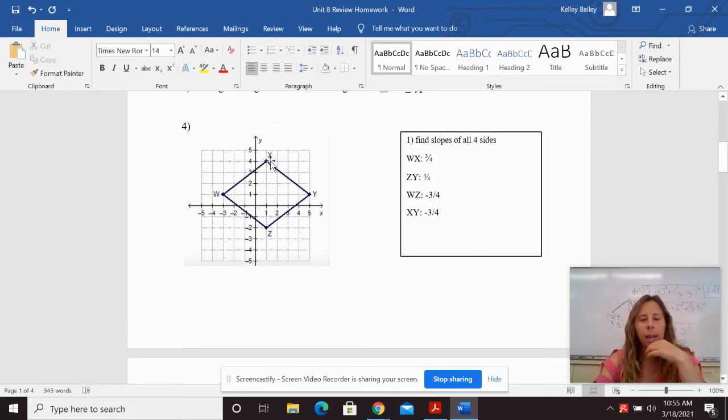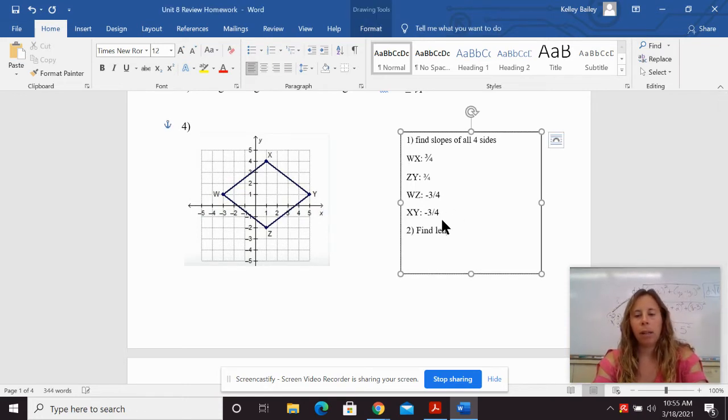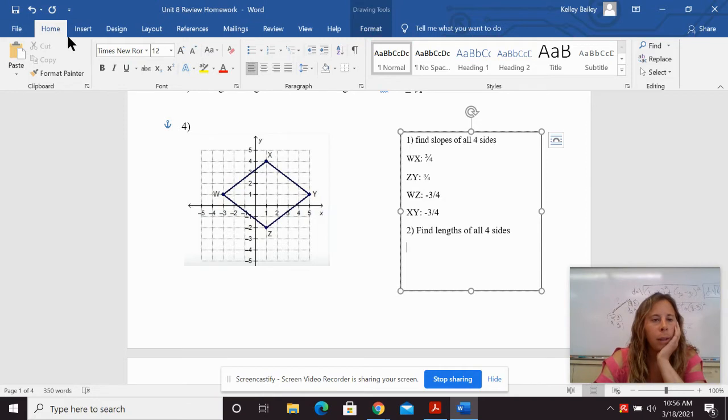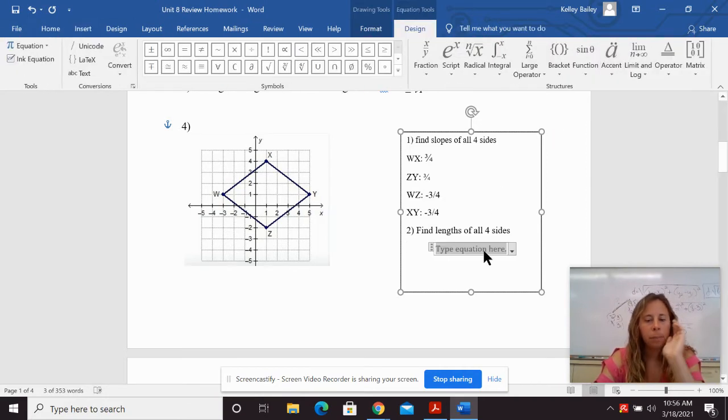So are all these sides the same length? This is where you can use your distance formula. So here we're on number 2. Find the length of all 4 sides.